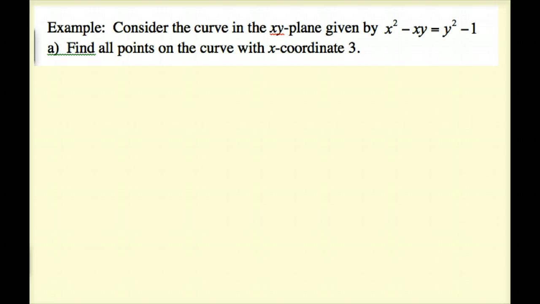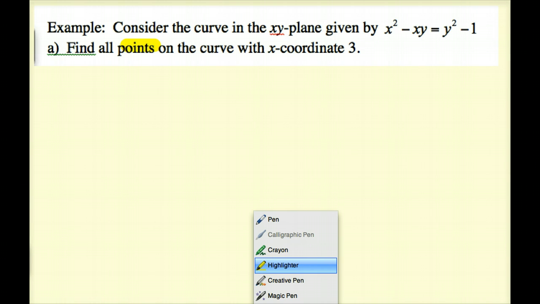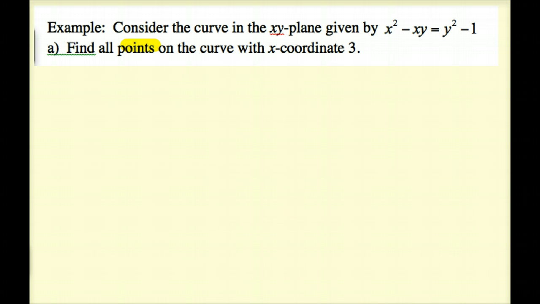If I'm looking for points on a curve, this keyword points, aren't points always given in the form x comma y? Right? So to answer this question, I need to have an x, I need to have a y. If I continue reading, they give me our x value. They say, okay, well, find points when x is equal to 3. So in order to do that, I don't have to do any calculus at all. I just have to do some algebra.